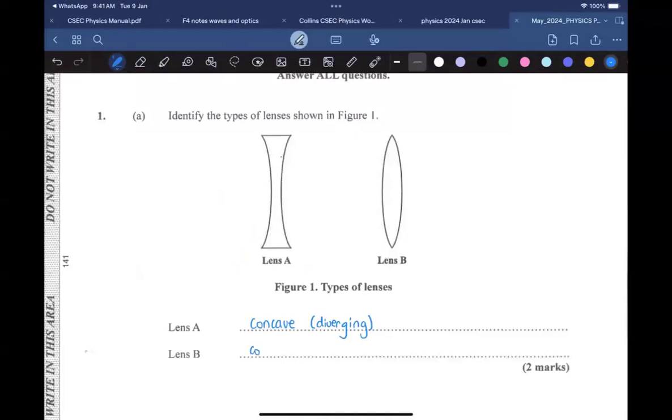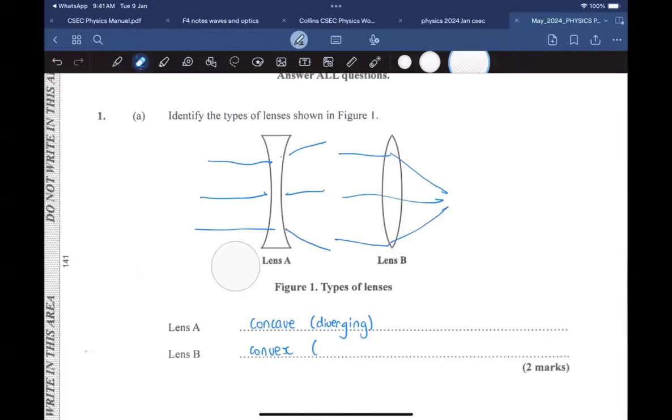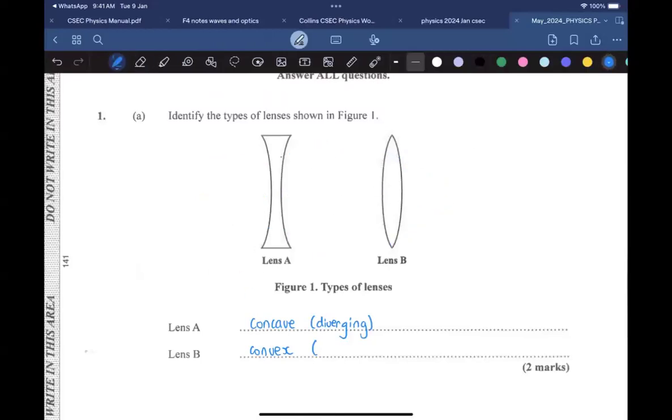Convex. Convex, yes. And we also call that what kind of lens? Convergent. If all they wanted to flex in the exam, they could have just done this, even though they didn't ask. But they could have flexed like that because they're bad like that, you know? Convergent, right?